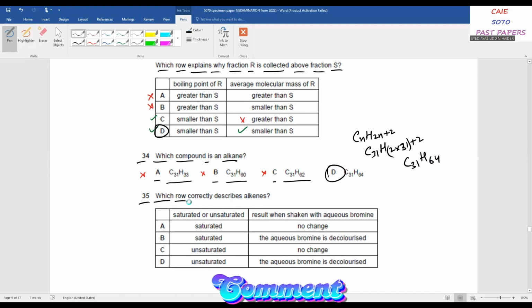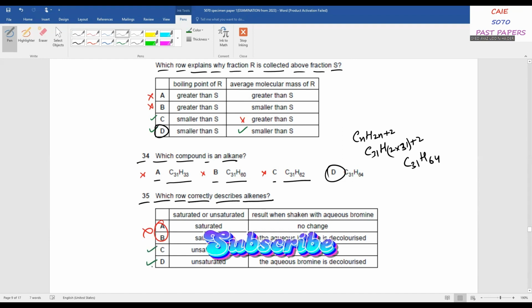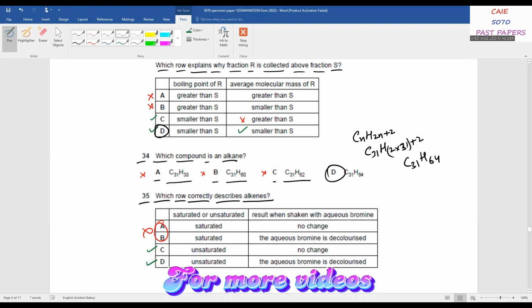35. Which row correctly describes alkenes? Alkenes are unsaturated hydrocarbons which contain carbon-carbon double bond. So automatically these two choices are omitted. We are left with only C and D. So both can be correct. Now let's check the last statement. Result when shaken with aqueous bromine. Alkenes will decolorize bromine. So answer D will be the correct.